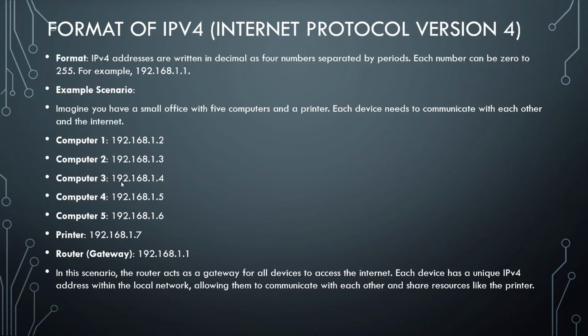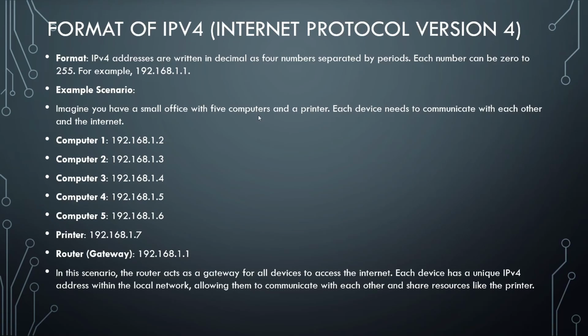Computer 2 is connected with 192.168.1.3. Computer 3 is connected with 1.4. Computer 4 with 1.5. Computer 5 with 1.6. The printer is connected with 1.7. The router is connected with 1.1. So in this, the router acts as a gateway, allowing all the devices to access the internet and communicate seamlessly.